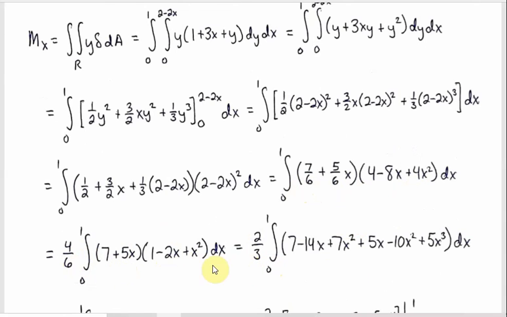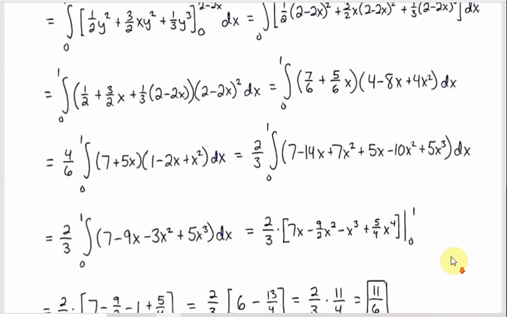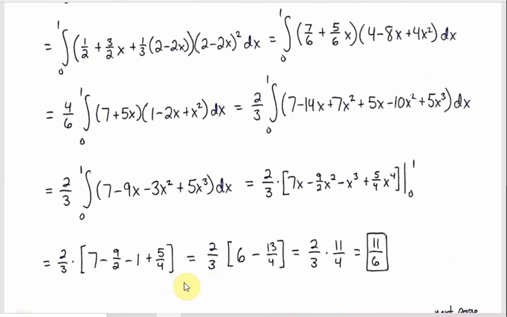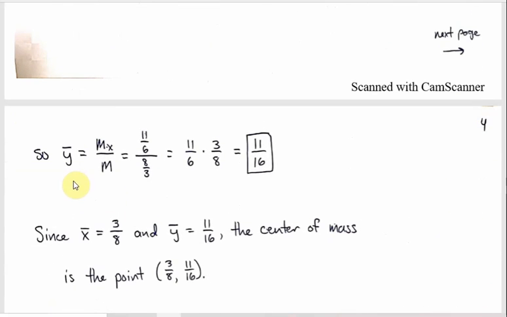Then multiply a binomial and a trinomial, combine terms. This isn't so bad to integrate, right? So we integrate that, evaluate that at 0 and 1. And let's see, eventually what you end up with is 11/6. Okay, so we're almost there. So then y bar would be m sub x over m, but m sub x was 11/6. M, the mass, is 8/3. So 11/6 times 3/8 ends up being 11/16, right? Because if you want to cancel stuff.